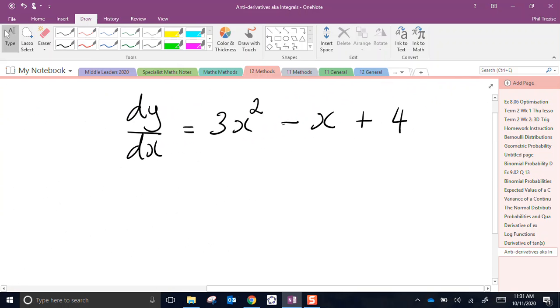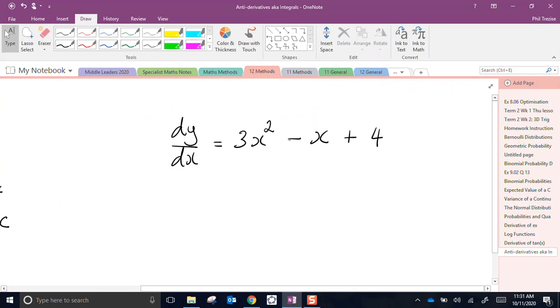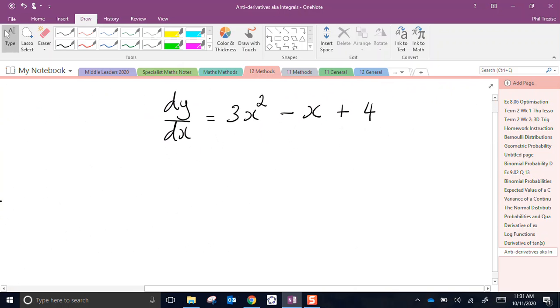Let's try one that looks a little bit like this. So the difference this time is that we've got more terms involved. We have a quadratic formula here given as a derivative. So how do we deal with that? Well, this is what we do. We start off much the same.